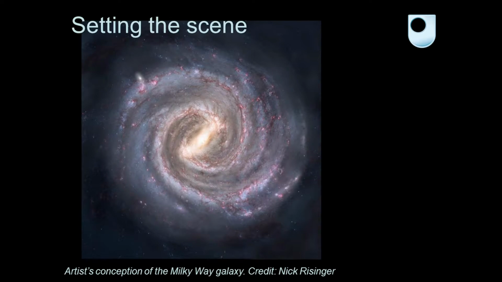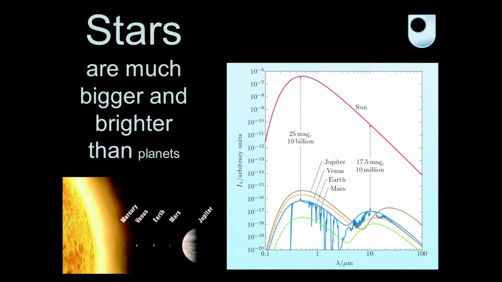So what we collect as astronomers is light using telescopes. So if we were to observe a galaxy like the Milky Way, what we would see is a lot of light, and that light is coming from stars. This is probably obvious, but I thought I'd say it anyway. Stars are much bigger and much brighter than planets. So as astronomers, it's fairly easy to study stars.